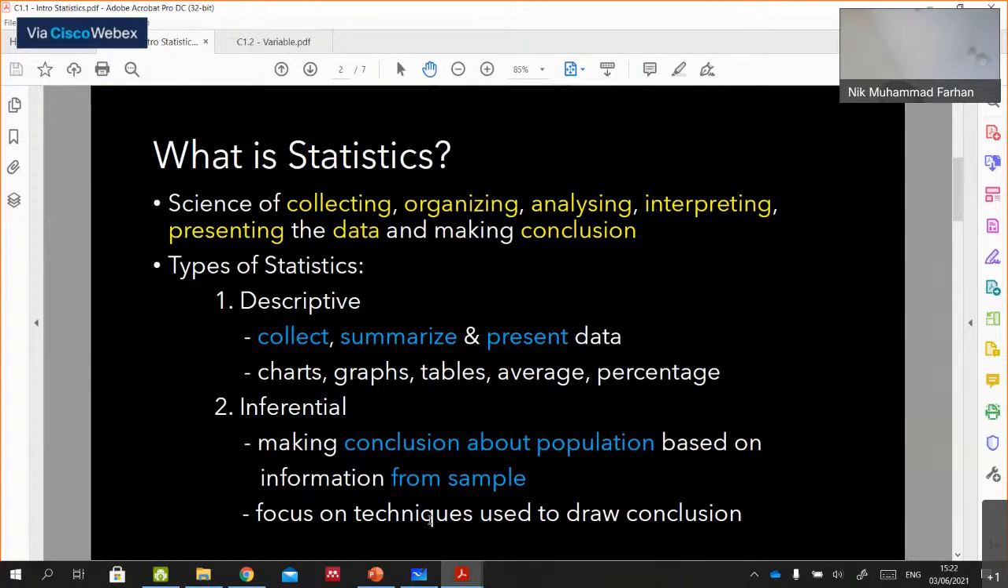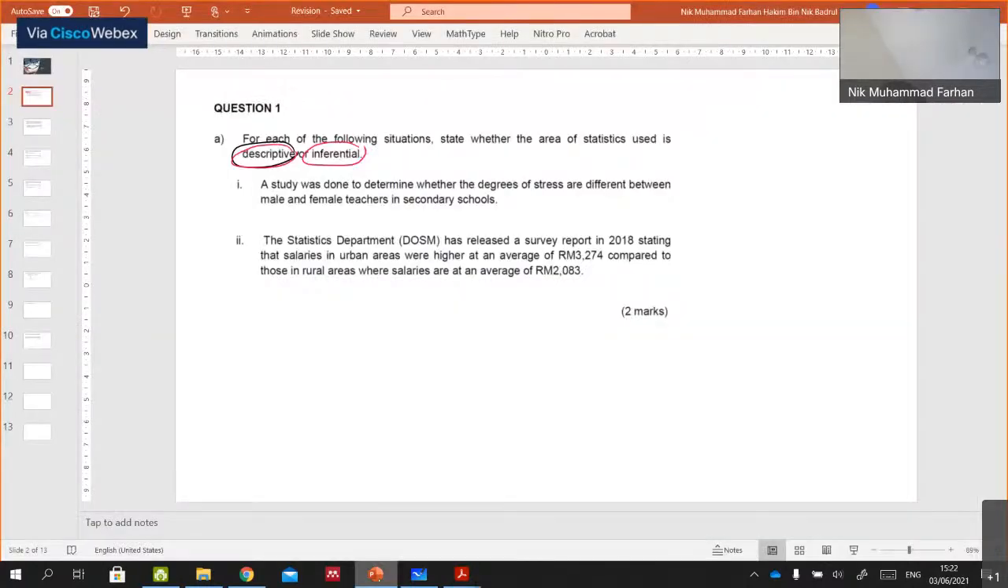Right, so go back to the question. A study was done to determine whether the degrees of stress are different between male and female teachers. So does it involve a chart? We want to make a conclusion here, right? So this is actually inferential.